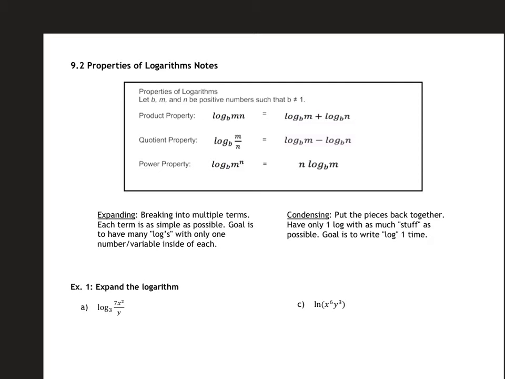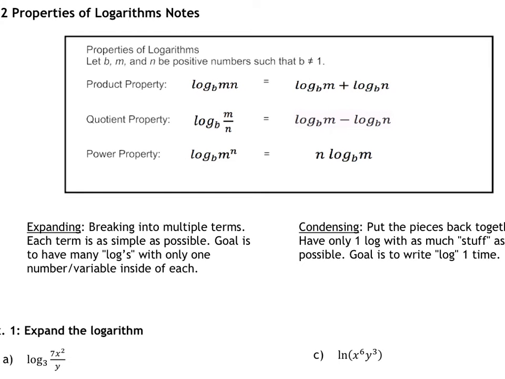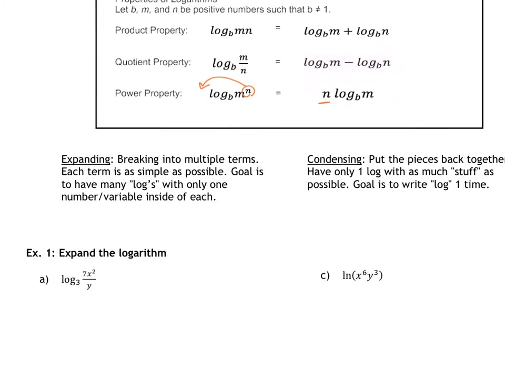And then the power property, so I got log base b of m to the n power. The key to look at this is that n, if I got an exponent, it's going to get kicked out front, and that's where that comes from. So those are your three main rules for logs.